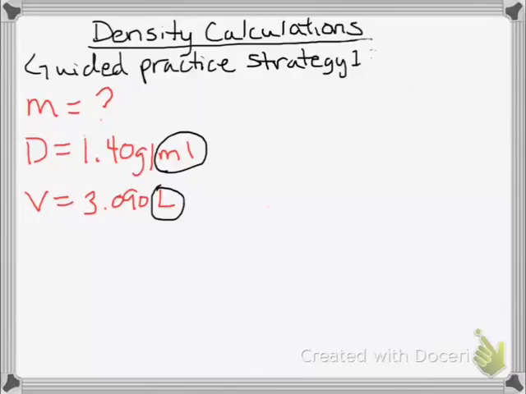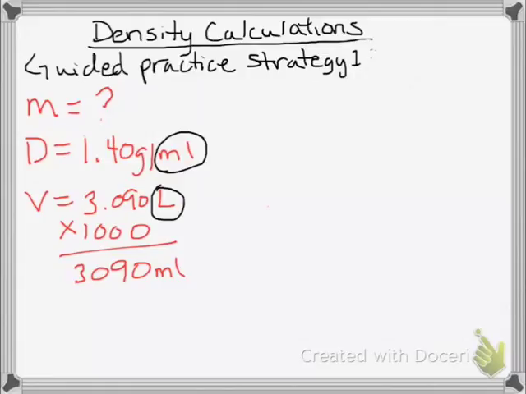And so what we do to get it there is just a simple conversion. If you don't know how to do conversions, there is a separate reference conversion video that you can watch. But I know that there's 1,000 milliliters per liter, so I'm simply going to multiply this by 1,000, which is going to give me 3090 milliliters. Now I can use it because my units match.